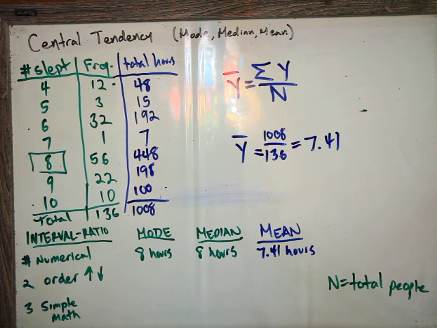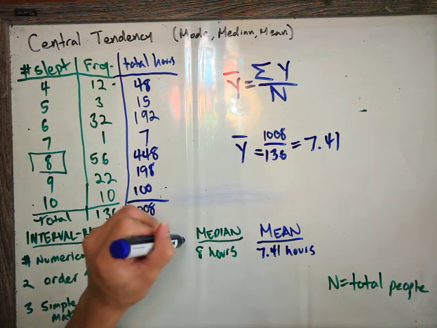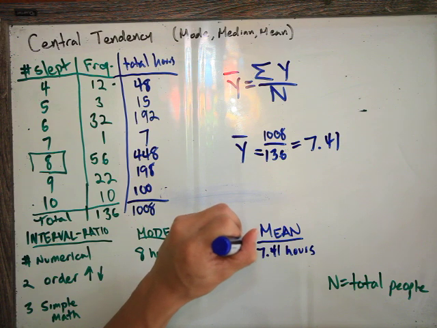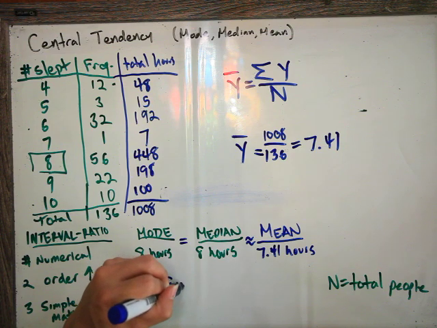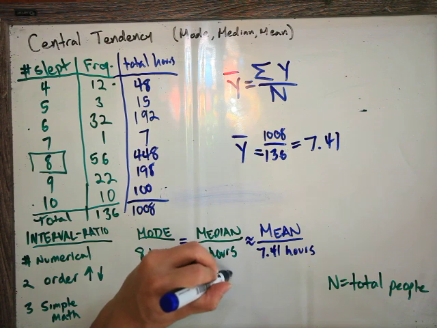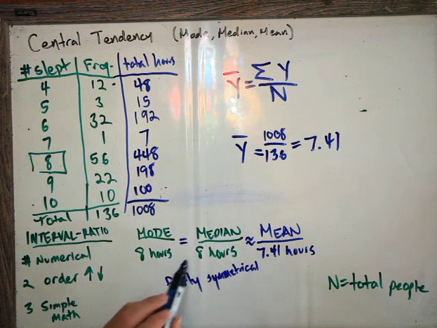Alright? So as you can see, our mode, median, and mean from this table are very similar to each other, right? The mode and the median are equal, and the median and the mean are pretty similar. So this would be fairly symmetrical data. Remember, symmetrical data have equal mean, median, and mode.